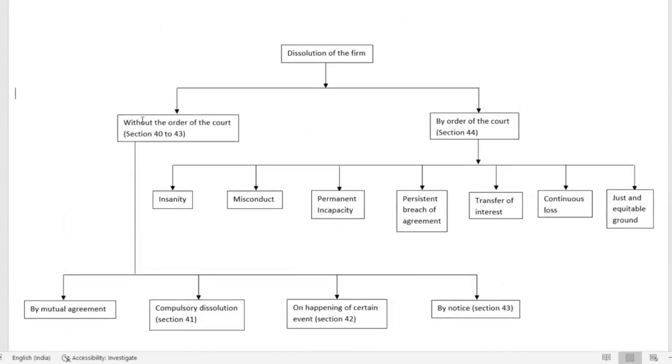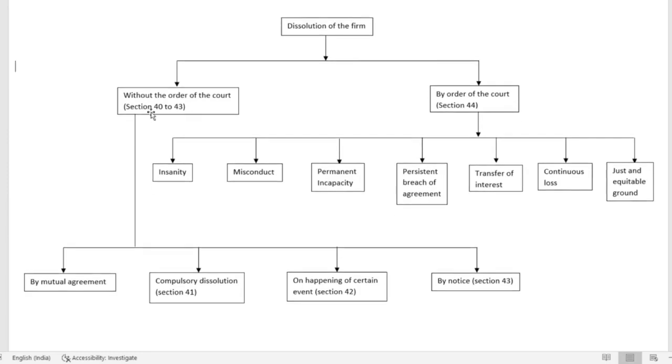Let us go to the aspect of different modes of the dissolution of the firm. Here under this table you can see very easily. The dissolution of the firm can be broadly divided into two categories.